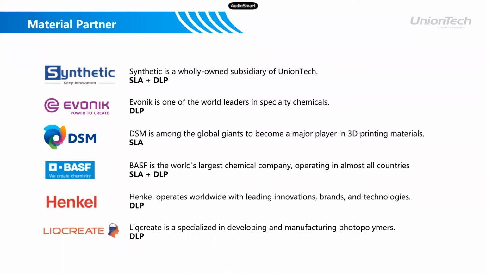But now DSM is, of course, part of another German producer, Covestro. BASF and Henkel also see the opportunities in 3D printing and are putting much effort into development of high-performance resin for SLA and DLP technologies. The last one, Licreate, is based in the Netherlands and is a renowned supplier in Europe.